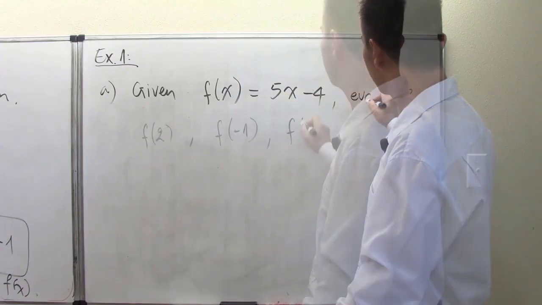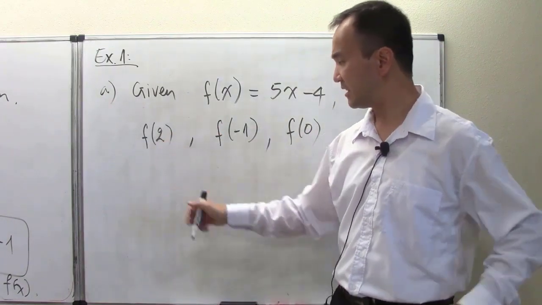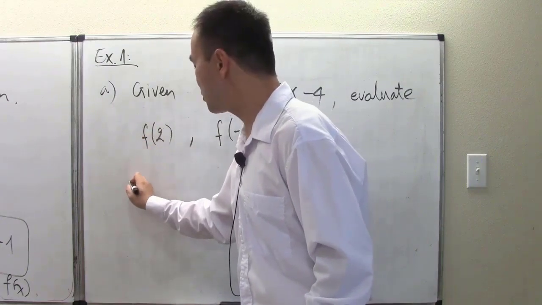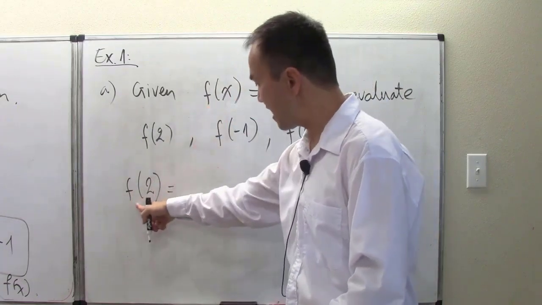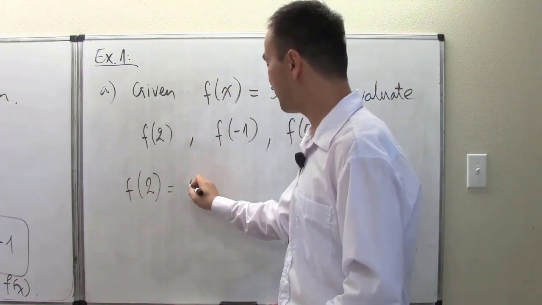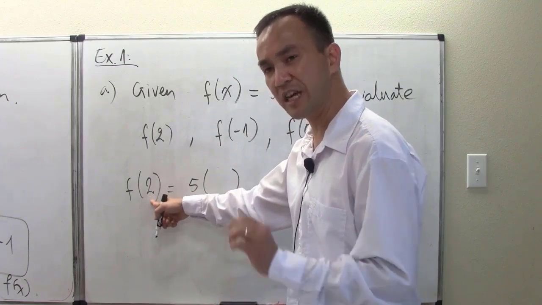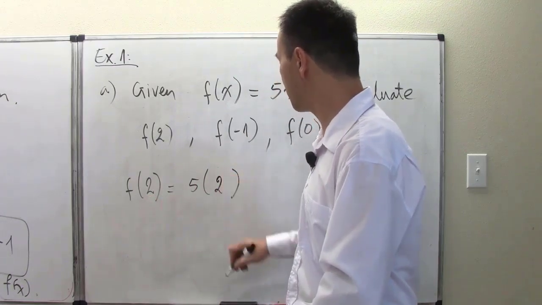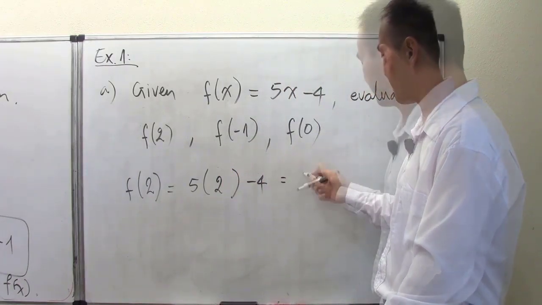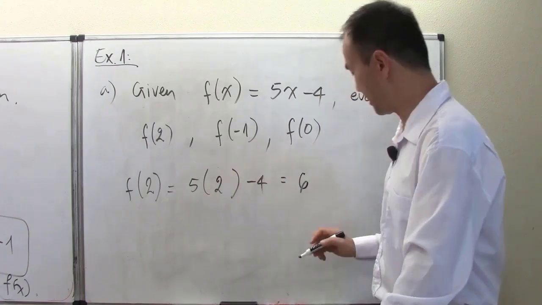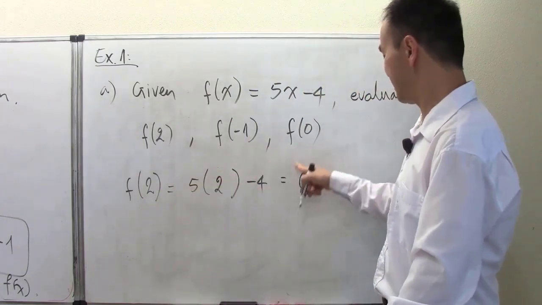Now it's an indication that I want to come out with the outputs. So f of 2, here's how I'm doing it. The function's name means that I have to use this rule: 5 times the input, but now the input is given to be 2. So 5 times 2 minus 4 gets me the output 6. 5 times 2 is 10, minus 4, that's 6. So this is the input, this is how we use the input, and that's the output.